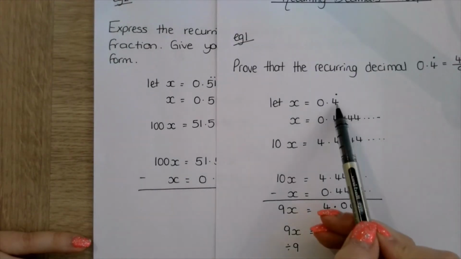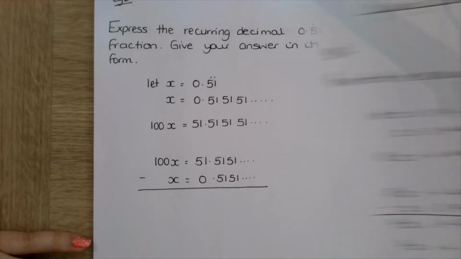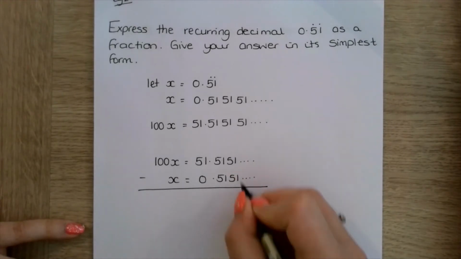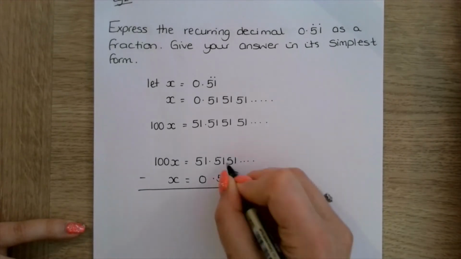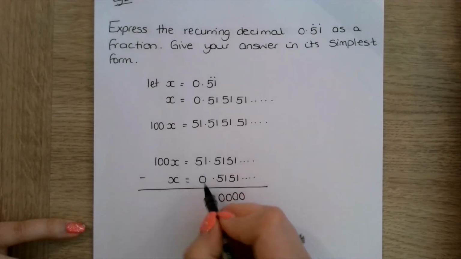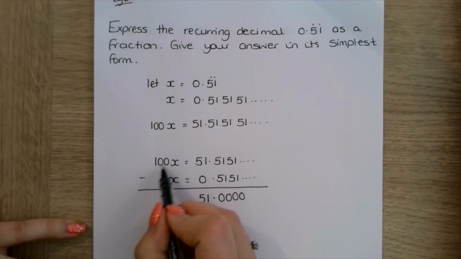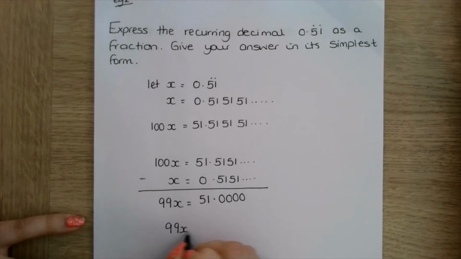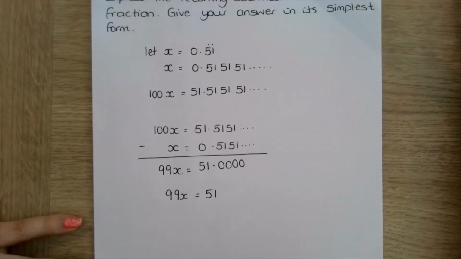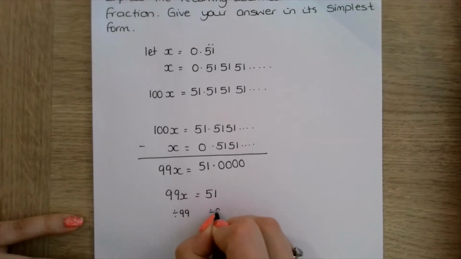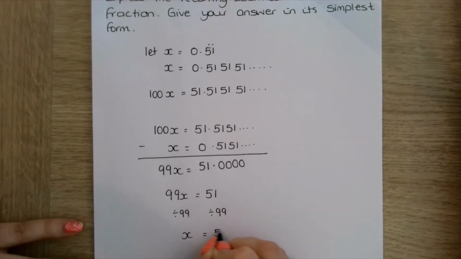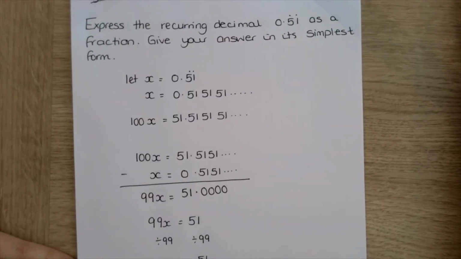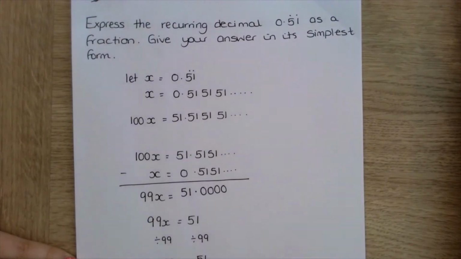And for the previous one, when I only had one number that was recurring, I multiplied it by 10. So now I've got this, I'm going to subtract just as I did. 1 take away 1 is 0, 5 take away 5 is 0, 1 take away 1 is 0, 5 take away 5 is 0, and then 51 take away 0 is 51. 100x minus x leaves me with 99x, so I get 99x is equal to 51. Divide both sides by 99, I get x is equal to 51/99.